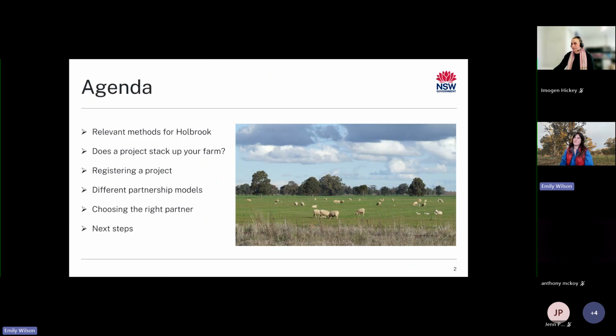So today I want to talk about a couple of the methods that are relevant for this region, how to work out whether a project actually stacks up on your farm or not, some of the steps involved in registering a project and getting those credits, the technical help and support you need with a carbon project and some of the different partnership models that are out there that provide that support, and then choosing the right partner. So, how do you know that one company is better than the other for your specific set of circumstances?